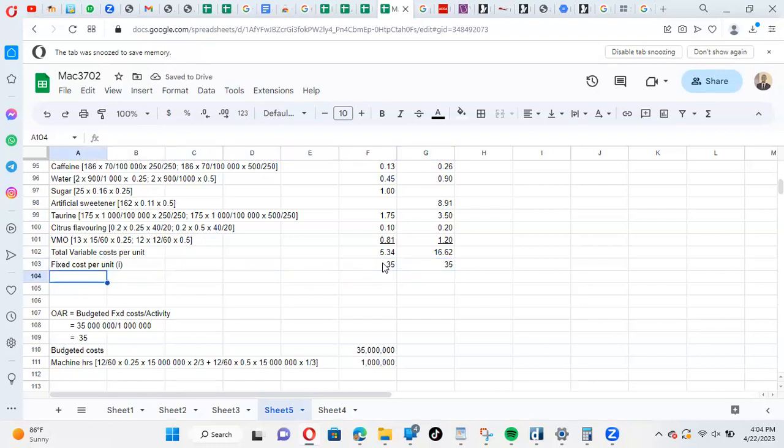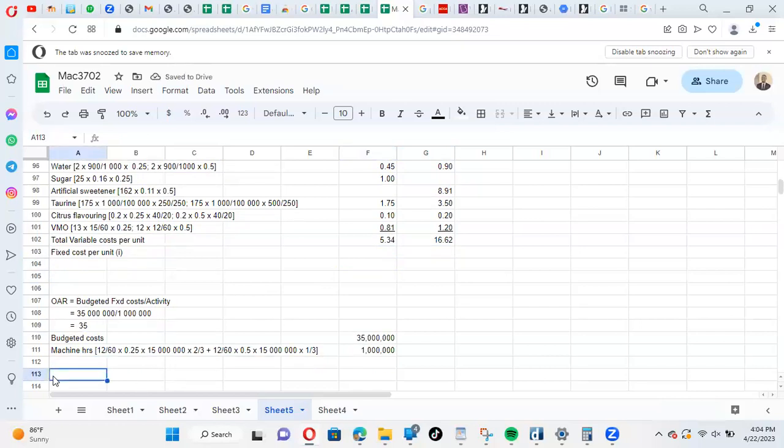All right. Oh, wait, sorry, my bad. I'm seeing something wrong here. It can't be 35 and 35, because this here gives us the OAR per machine hour. So we need to convert that to per unit now. Are we together on this one? I don't want to lose anyone.